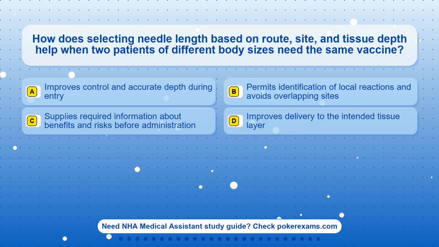Question 15. How does selecting needle length based on route, site, and tissue depth help when two patients of different body sizes need the same vaccine? Option A, improves control and accurate depth during entry. Option B, permits identification of local reactions and avoids overlapping sites. Option C, supplies required information about benefits and risks before administration. Option D, improves delivery to the intended tissue layer.